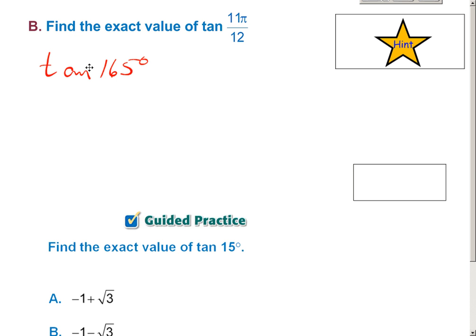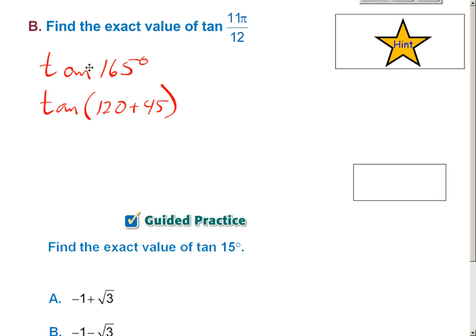Now we have to think about how can we break up 165 so that we have angles that we can work with. So we want things that add up and such with 45s, but we don't want 3 different ones. Okay? 120 and 45. So we can write that as tangent of 120 plus 45.